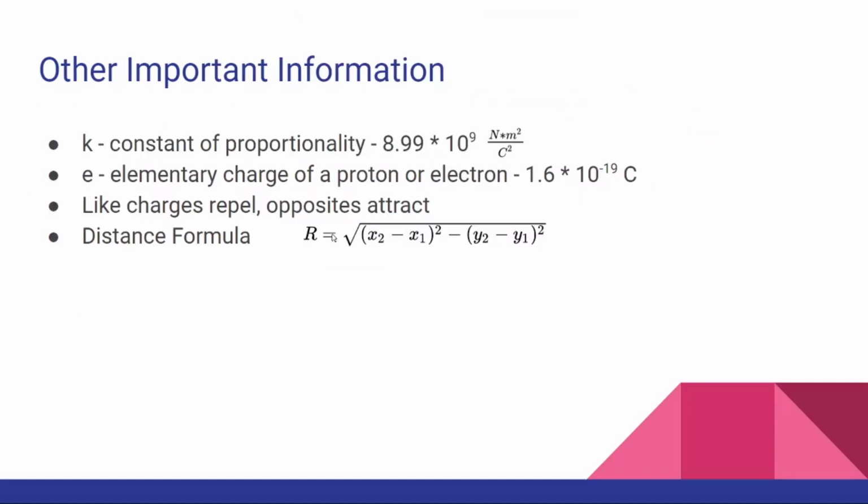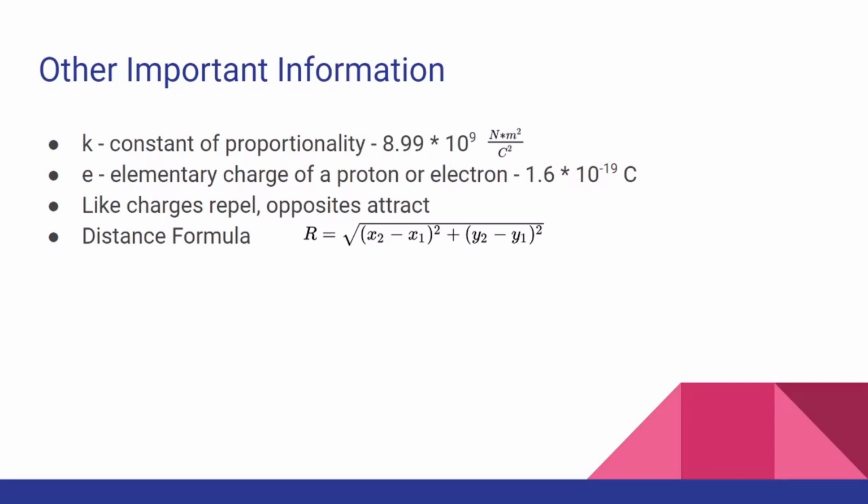Some other important information to know. Coulomb's constant has a value of 8.99 times 10 to the 9th, but in this video I will be using 9. The elementary charge of a proton or electron is 1.6 times 10 to the negative 9th coulombs. Like charges repel and opposites attract. And the distance formula, which is the square root of the change of x squared plus the change of y squared.